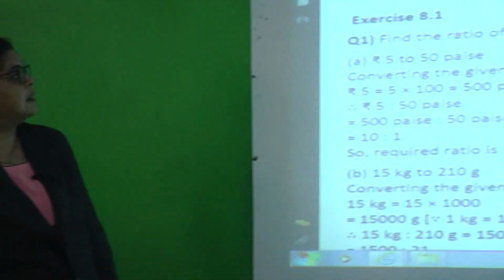In the previous session we had started a new chapter, that is comparing quantities. We had learned the introduction and some examples of this. Today we will try to solve some examples related to the exercise. Today we will learn ratio and proportion, so we will go for some exercise sums here.